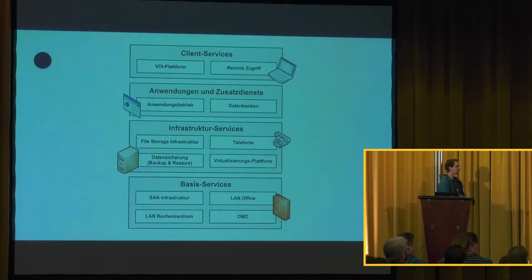I do have a graph for that, so you can see some examples for the basic services. What we have here are all LAN components, DMZ for example, and also the storage infrastructure. So this is comparable to the OSI layer system. We have the structure here from LAN to the end user.